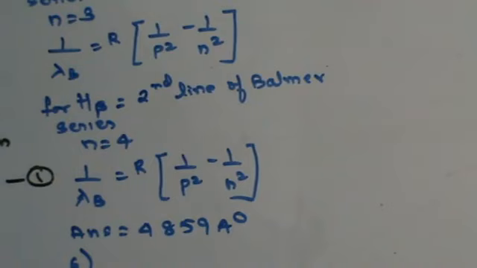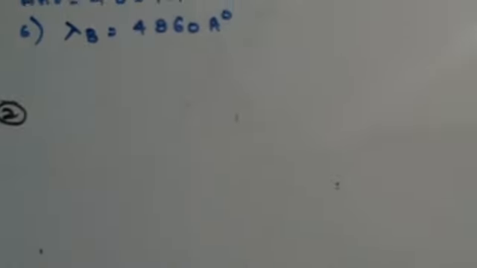The H beta line of Balmer series of hydrogen atom has a wavelength of 4860 Angstrom units. Calculate the wavelength of H alpha.